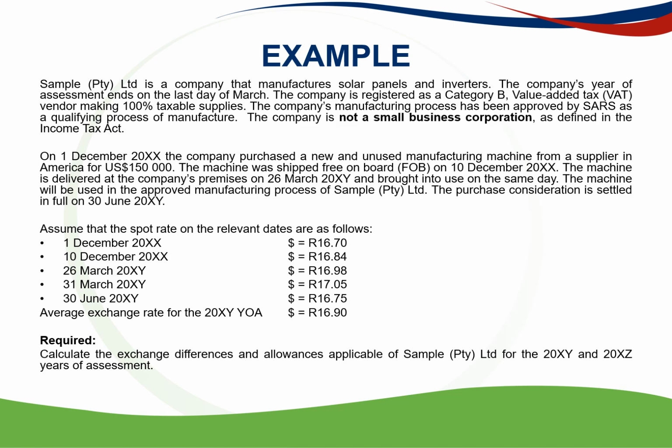The company's manufacturing process has been approved by SARS as a qualifying process of manufacture, and the company is not a small business corporation as defined in the Income Tax Act. On 1 December 20XX, the company purchased a new and unused manufacturing machine from a supplier in America for $150,000 US. The machine was shipped free on board on 10 December 20XX.